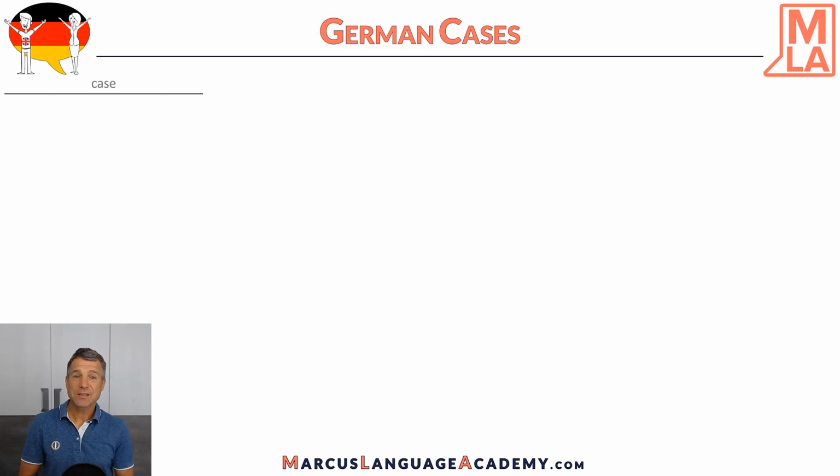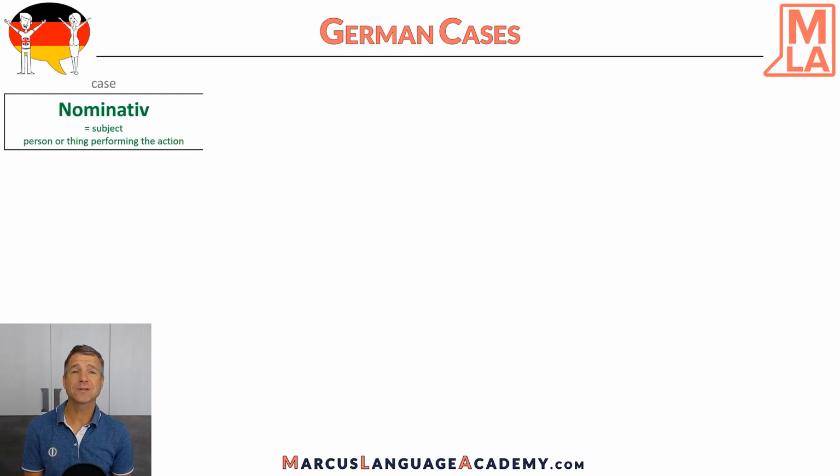So I will explain what a case actually means. We will start with our first case, and our first case is nominative. That's the name of the case, nominative. It's actually the subject of the sentence, which means it's the person or thing performing the action. It also has a direct influence on the ending of the conjugation of the verb. So this is the subject and it's nominative.